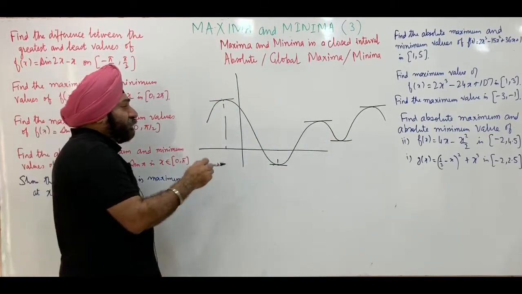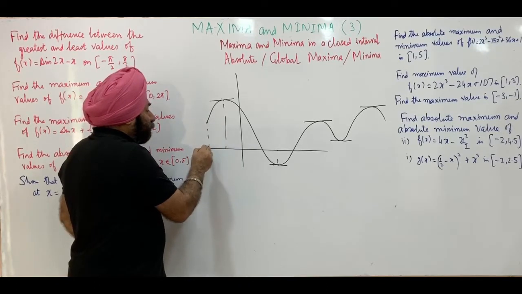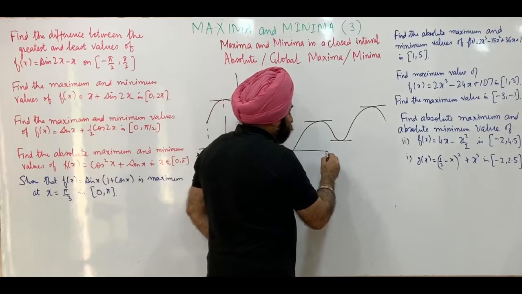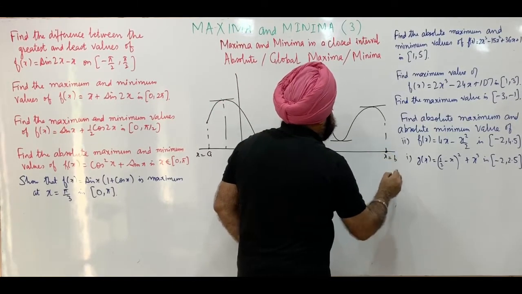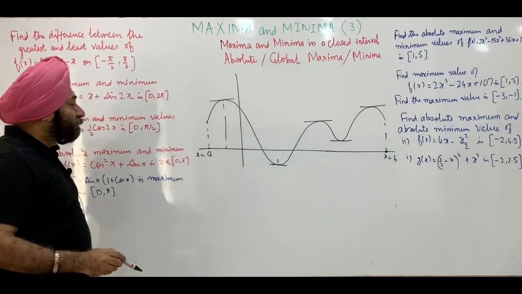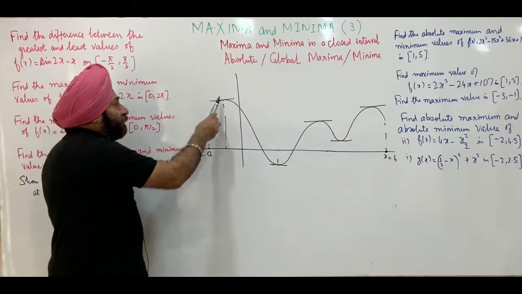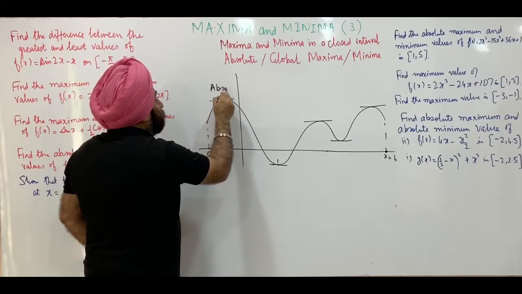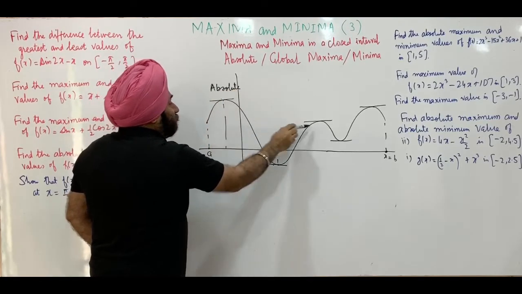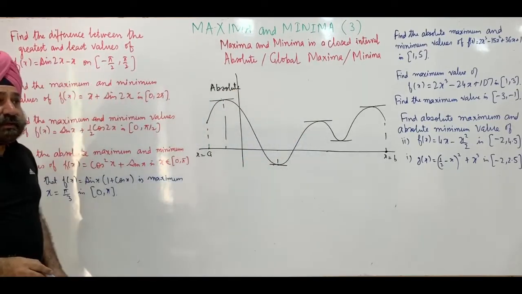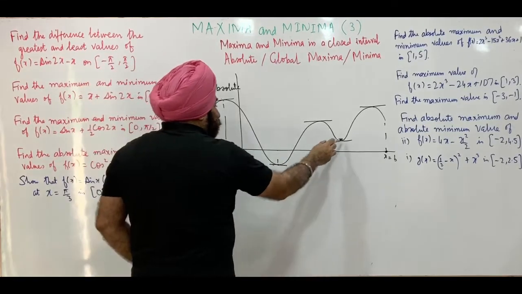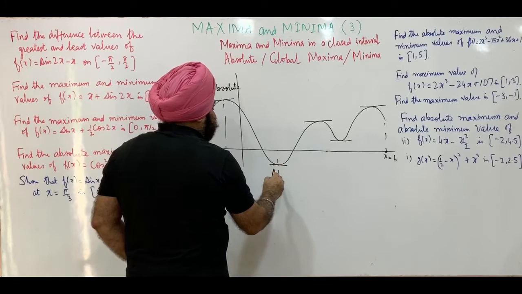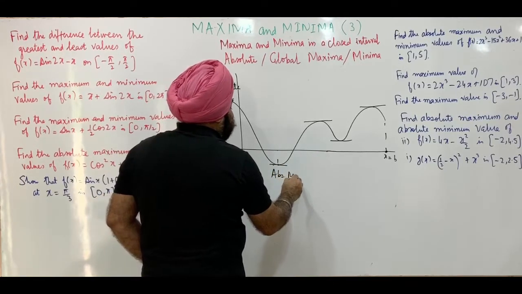But for this function, if we consider the interval from x is equal to a to x is equal to b, this is the absolute maximum value. The maximum of all the maximum values is the absolute maximum value, and these are the two minimum values. This one is the absolute minimum value.